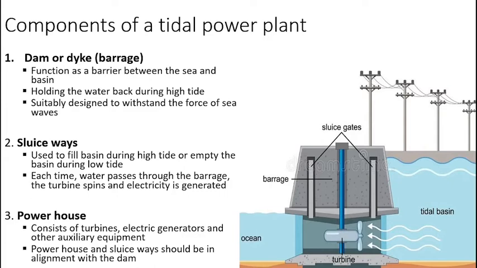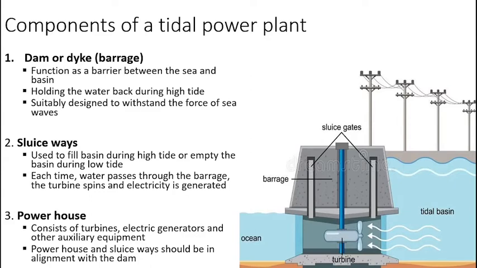And the next component of a tidal power plant is the sluice gates. Sluice gates are used to fill the basin during high tide or empty the basin during low tide. So each time a high tide comes, the basin fills, and at low tide the basin empties, through these sluice gates.